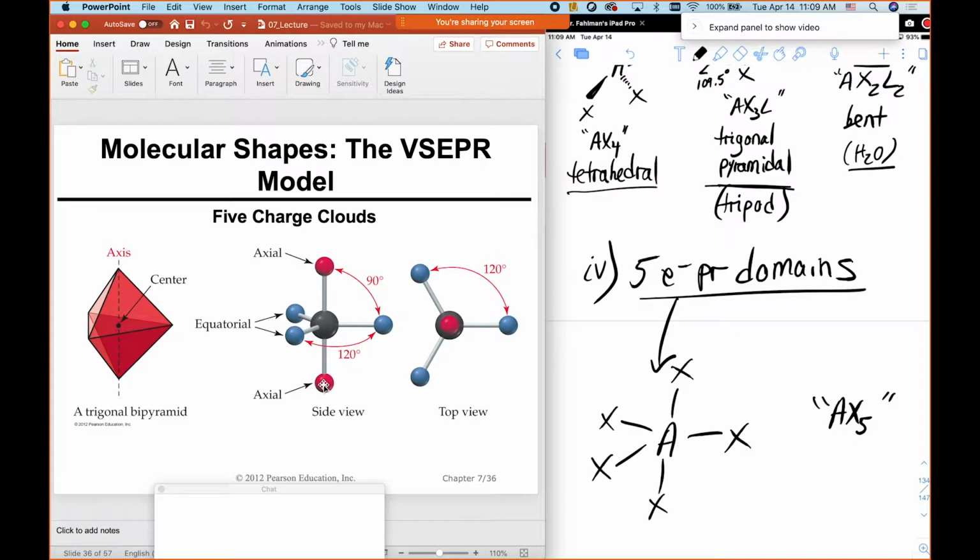Okay, so this is called trigonal bipyramidal.